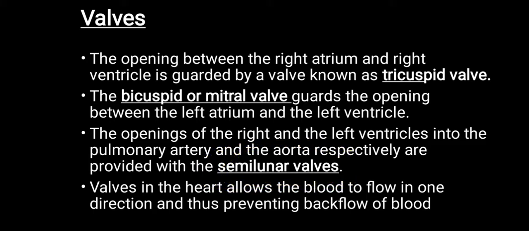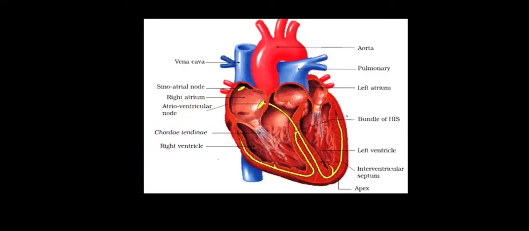So the three valves are the tricuspid valve between the right atrium and right ventricle, the bicuspid or mitral valve between the left atrium and left ventricle, and the openings between the right and left ventricles to the pulmonary artery and aorta respectively are guarded by the semilunar valves. The function of the valves in the heart is to allow the blood to flow in only a single direction, preventing the backflow of blood. So that is the function of the valves inside a human heart.